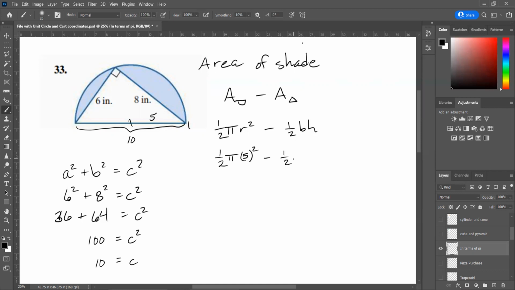Now the base and height of the triangle, notice how I said we could rotate triangles around? Well, we have two sides here that are perpendicular to each other, so those could be my base and height.